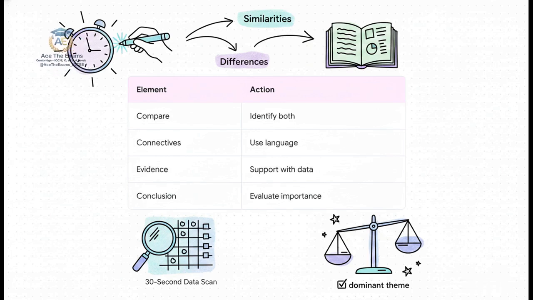If you only extract facts, you fail the challenge. If you evaluate the weight of those facts against each other, you completely conquer the 30-second data scan that examiners use to filter out the top scripts from the average ones.